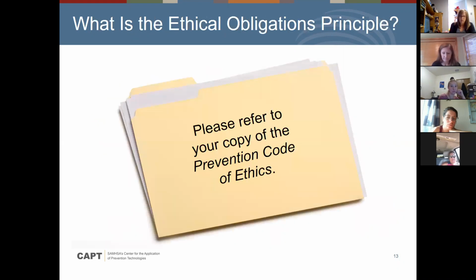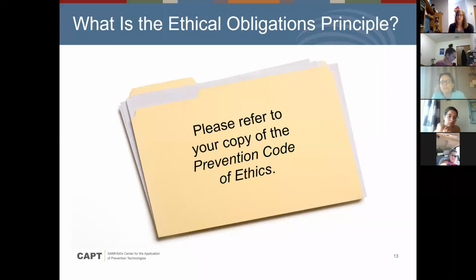all about here. So if I could have you pull out that handout, again, that is the Prevention Think Tank Code of Ethical Conduct. And do I have a volunteer that would like to read number 6, ethical obligations for community and society? I'll read it. Okay, and as Belinda reads it, just underline those key concepts that jump out at you.